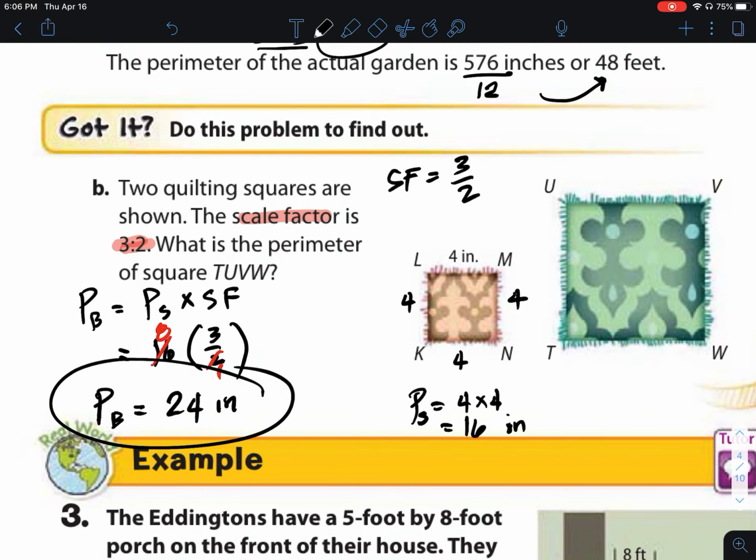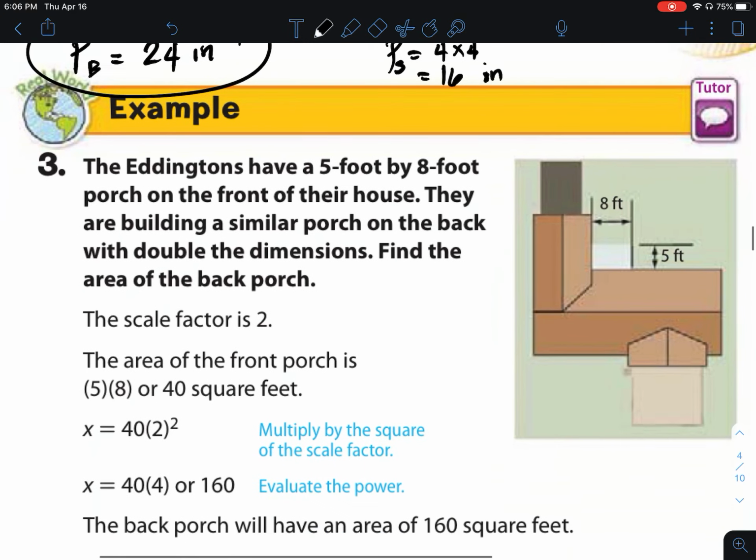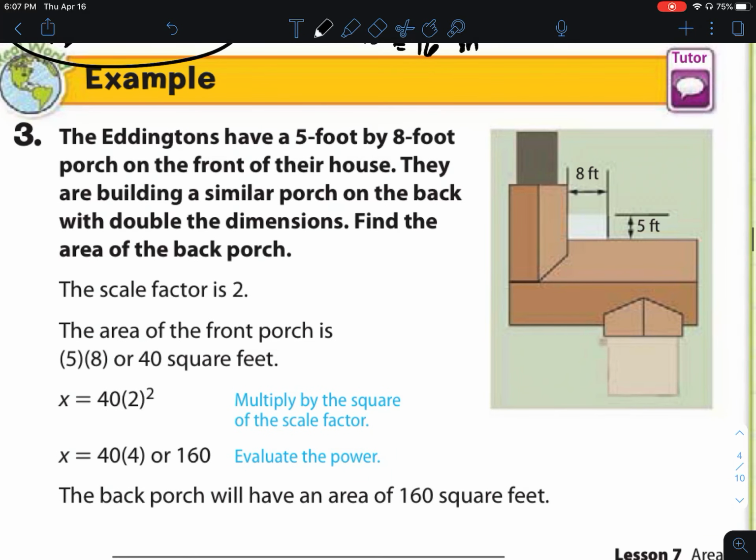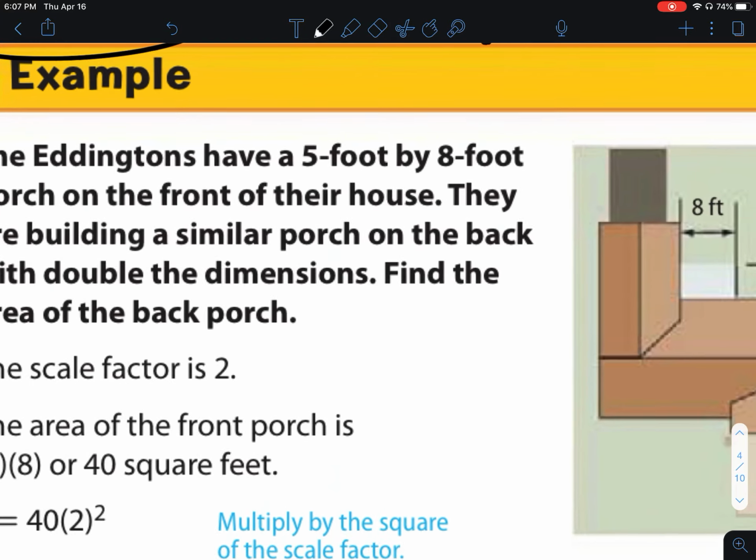Okay, let's move on to area. Here, in example 3, we're talking about area and how they relate to each other. The Eddingtons have a 5-foot by 8-foot porch in front of their house. They are building a similar porch in the back with double the dimensions. Find the area of the back porch.